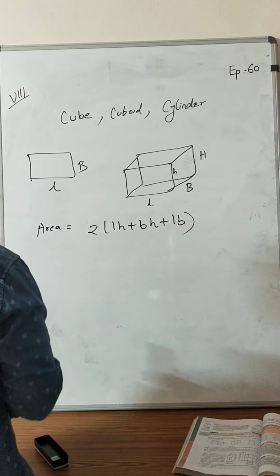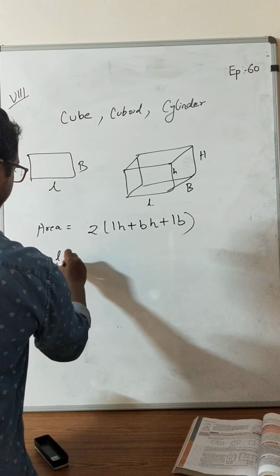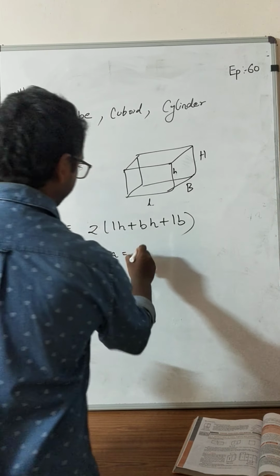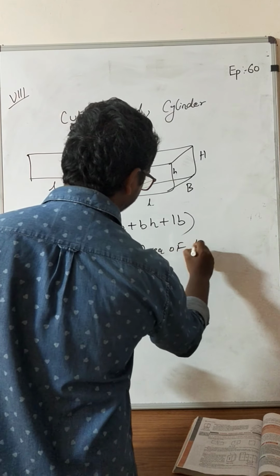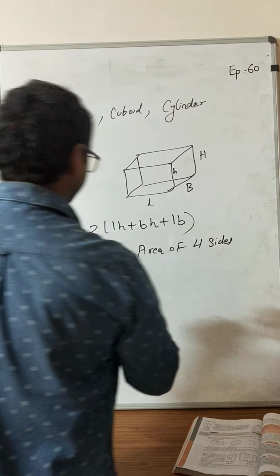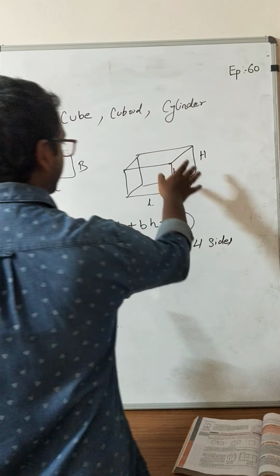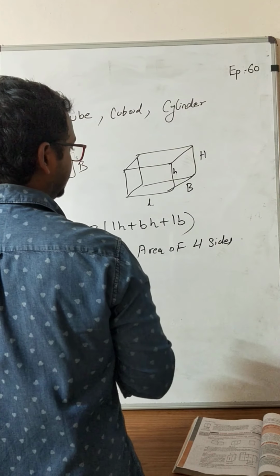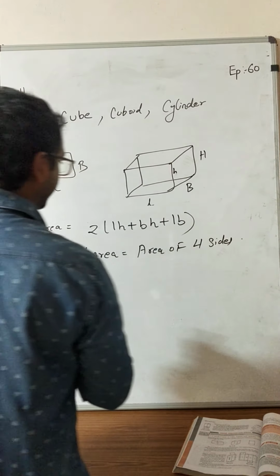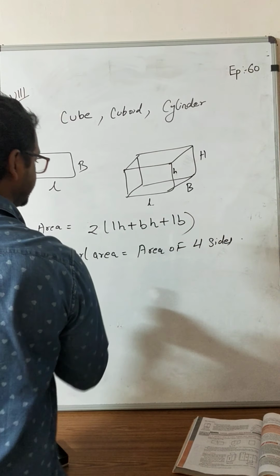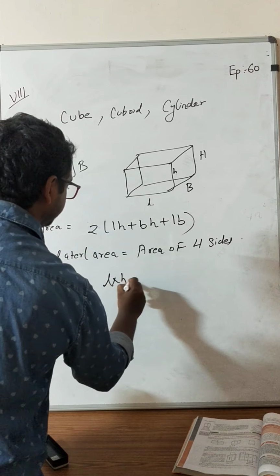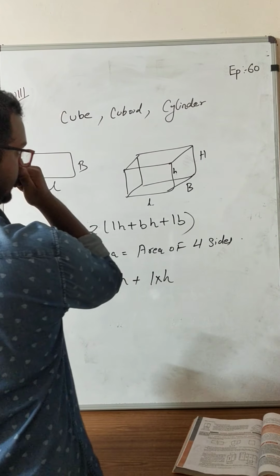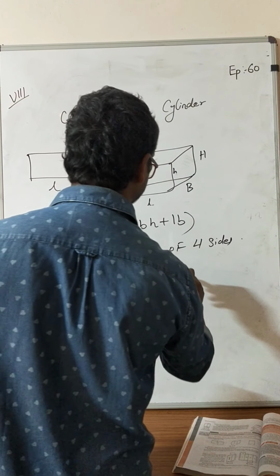So here, see how to find the lateral surface area. Lateral area is the area of 4 sides. Now in this, how to find it? See, this side is length into height. The back side is also length into height. Now the left side is breadth into height.